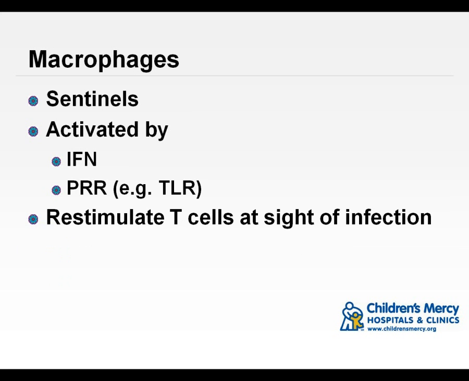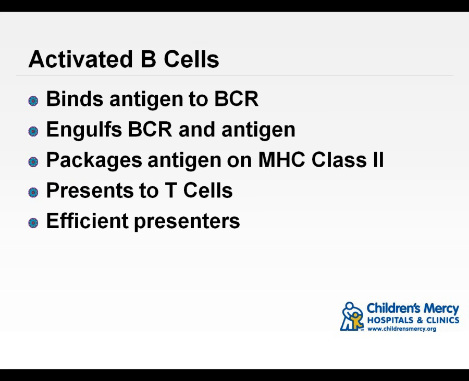Macrophages we talked about before, right? Those are also the sentinels. They're activated by interferon or pattern recognition receptors. And they can actually help by re-stimulating the T cell at the site of infection to let the T cell know that it needs to keep fighting. We will stop re-stimulating the T cell as that pathogen is getting cleared. And then, of course, B cells can act as antigen-presenting cells. What it does is it actually binds the antigen to the B cell receptor, engulfs that whole complex, and then repackages it on MHC class 2 and presents it to T cells. And they're very efficient at this.